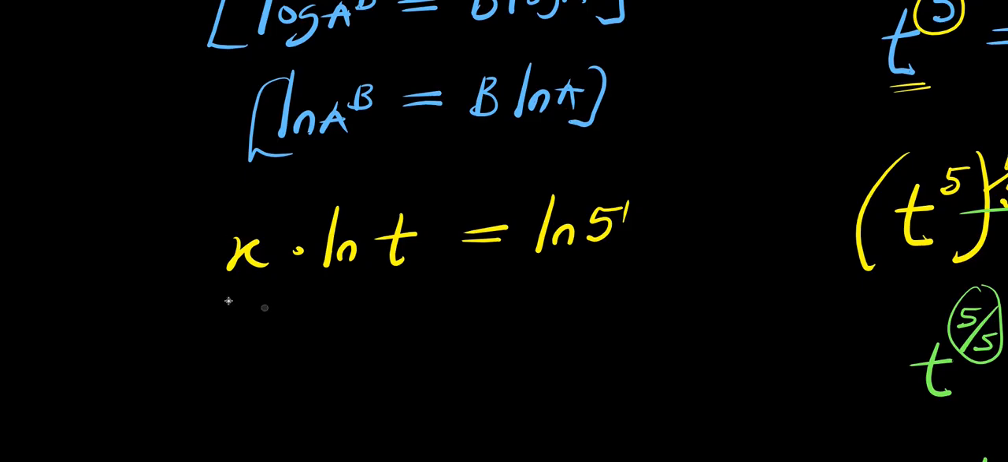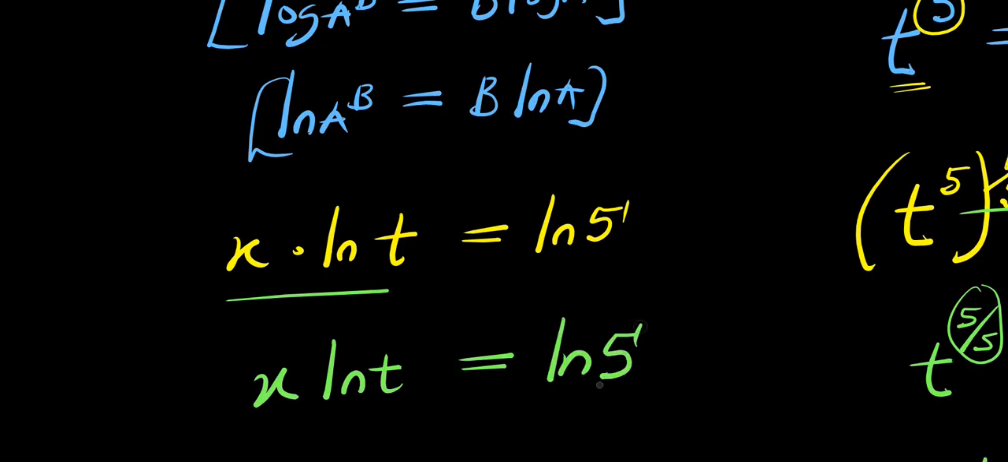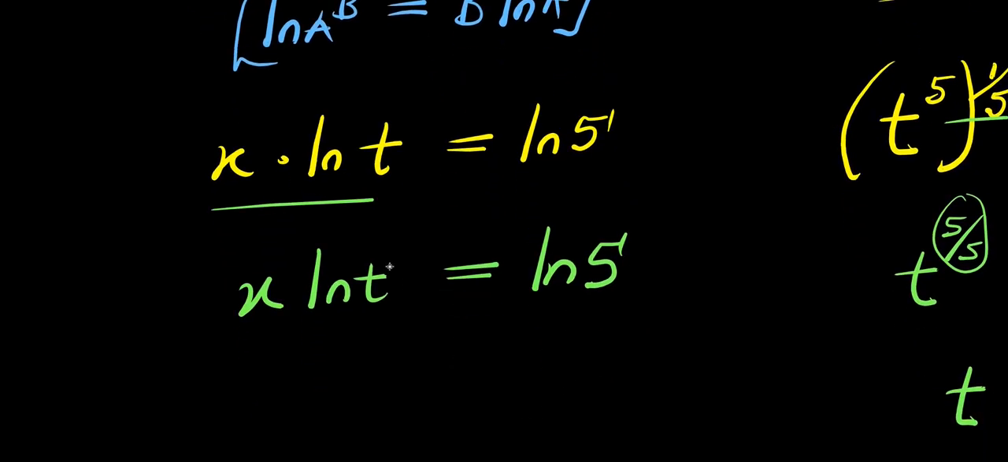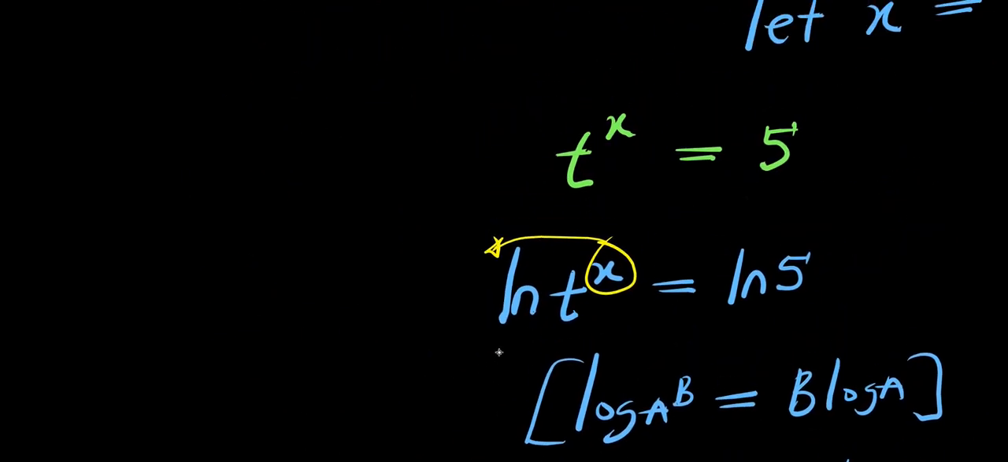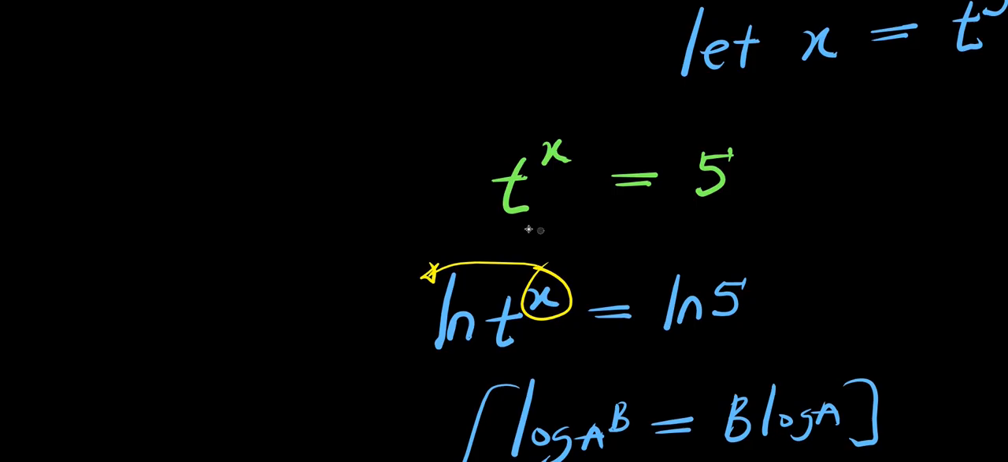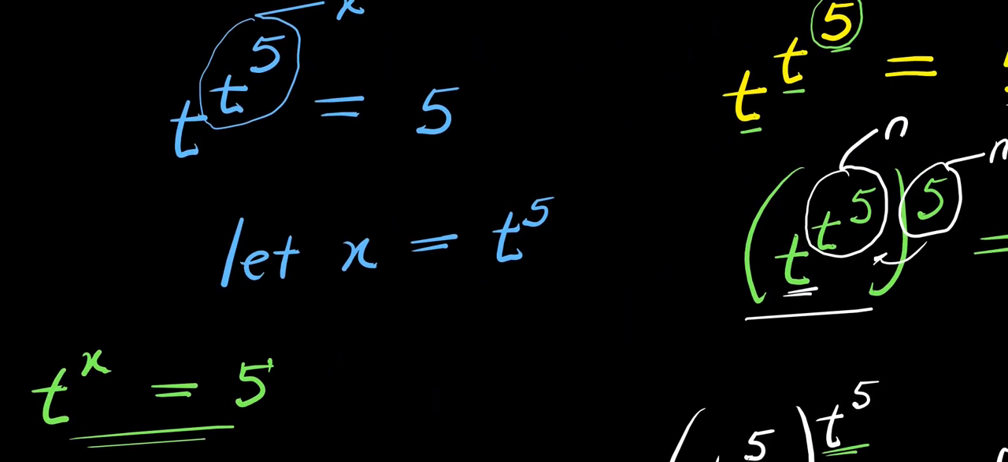So from here, I multiply this out. I have x times natural log of t equals natural log of 5. Now, let's get back to this particular equation that connects them. If t power x equals 5, or let me make use of this one here. If x equals t power 5, then I can make t the subject of this equation.